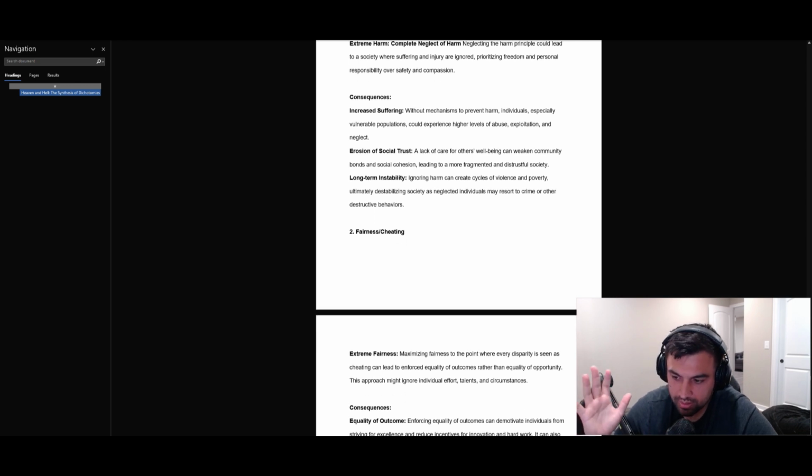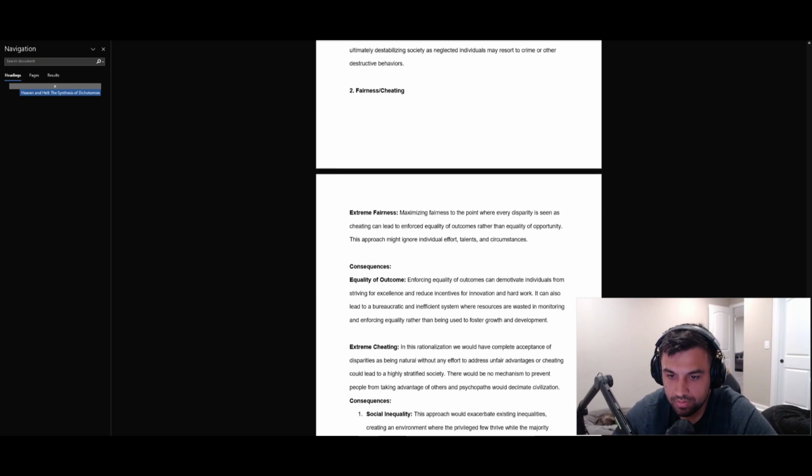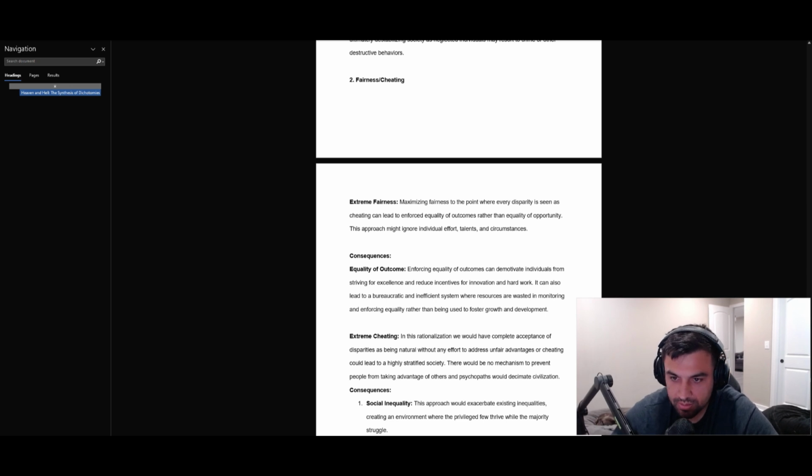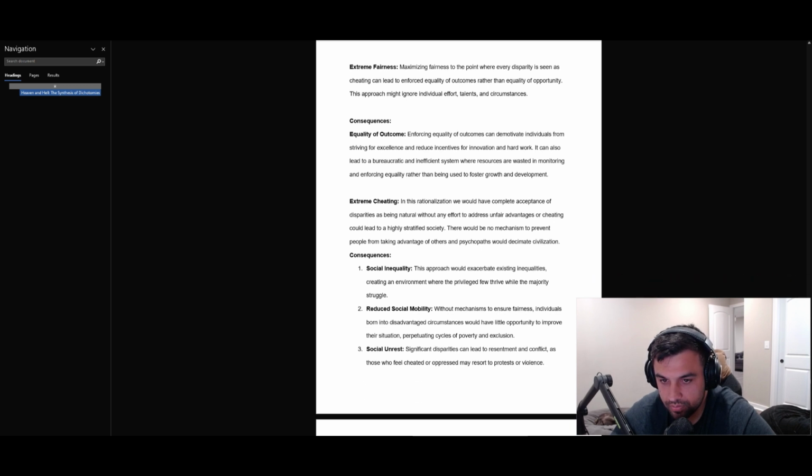So most people, I don't think I need to argue that side for anybody. So fairness versus cheating. So extreme fairness, maximizing fairness to the point where every disparity is seen as cheating, can lead to enforcement of equality of outcomes rather than equality of opportunity. This approach might ignore individual effort, talents, and circumstances. The consequences of equality of outcome: enforcing equality of outcome can demotivate individuals from striving for excellence and reduce incentives for innovation and hard work. It can also lead to a bureaucratic and inefficient system where resources are wasted in monitoring and enforcing equality rather than being used to foster growth and development.